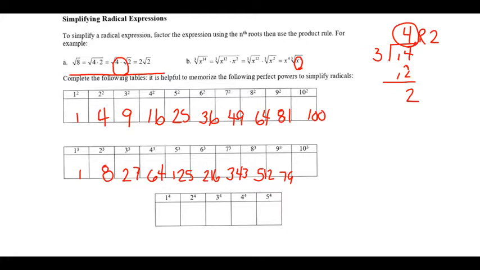Oops, I fixed that. That would be 729. And 10 cubed is 1,000. And I always say it's good to keep this list and add more if you find them, if you need to. The fourth roots, 1 to the 4th power is 1. 2 to the 4th power is 16. 3 to the 4th power is 81. 4 to the 4th power is 256. And 5 to the 4th power is 625.